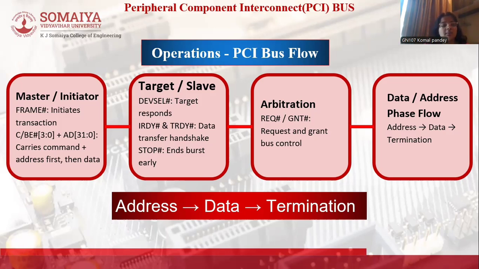So overall, PCI is a coordinated handshake of request, grant, frame, ready, and stop signals, ensuring fast, reliable communication between all devices. The diagram that you see below shows address, then data, and then termination. The address phase starts when the master places the address and command on the bus. Then, during the data phase, information is transferred until the termination phase ends the transaction with a stop signal.